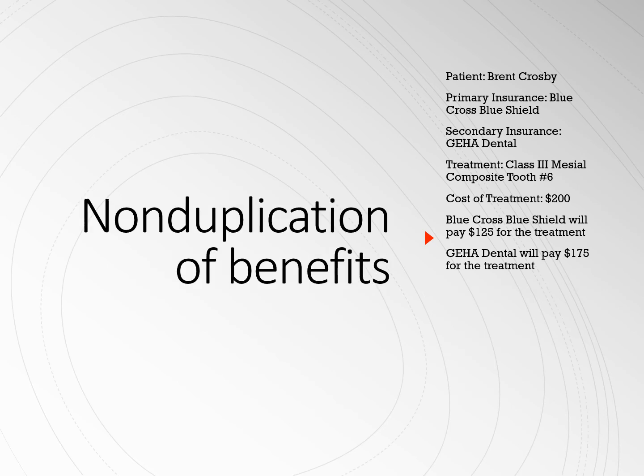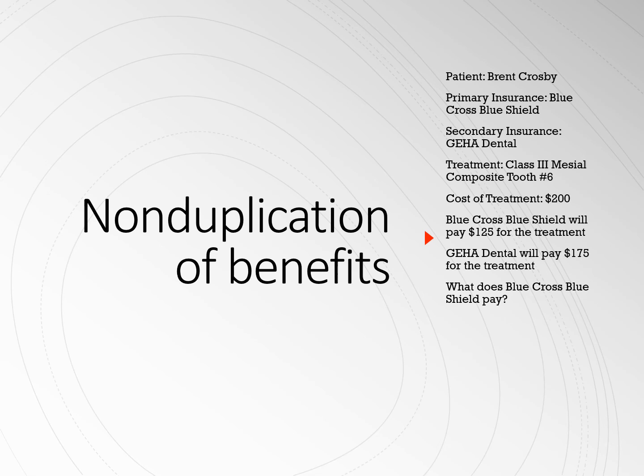Let's look at an example of the non-duplication of benefits. Again, Brent Crosby's your patient. He has Blue Cross Blue Shield and GEHA Dental. He needs a restoration on tooth number 6, and the cost of the treatment is $200. Blue Cross will pay $125, GEHA $175.